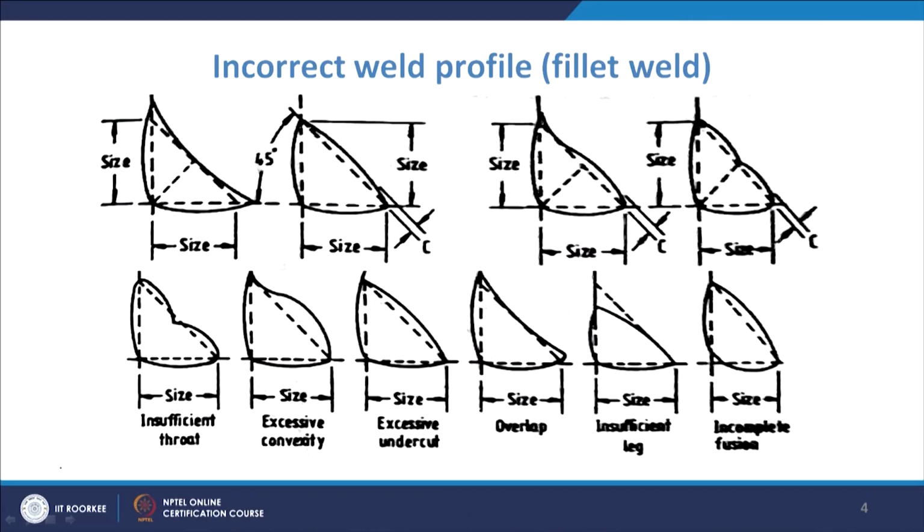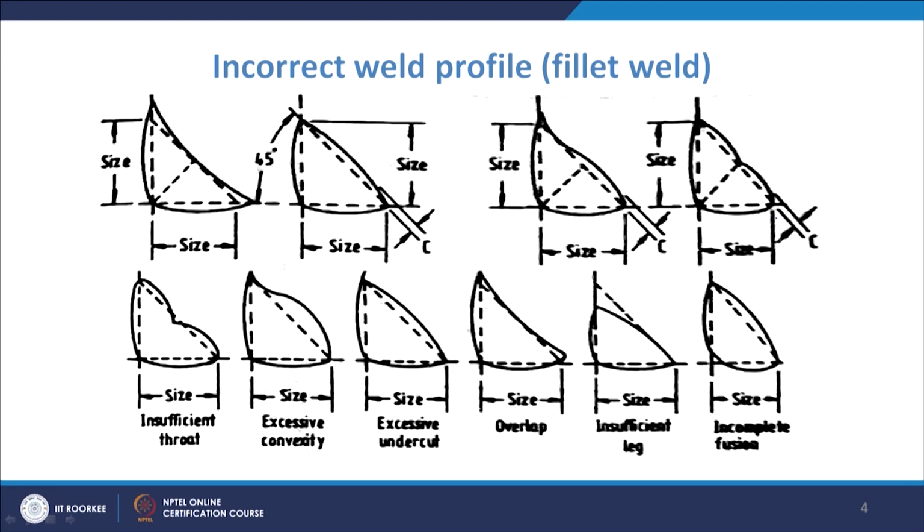Then the next type of defect which is very prominent is incorrect weld profile. If you look at the weld profile, this is the desirable weld profile in the case of fillet welds, and this is how you take it as the acceptable one. So this may be acceptable in those cases.